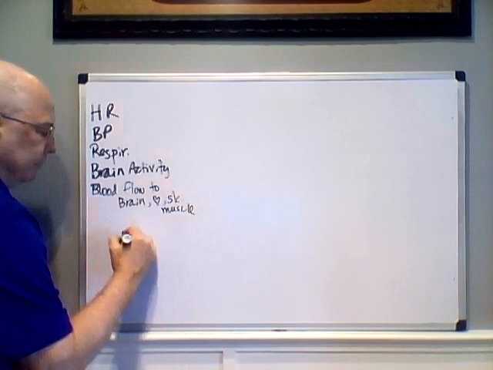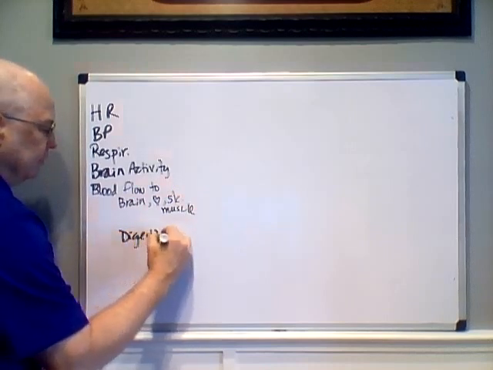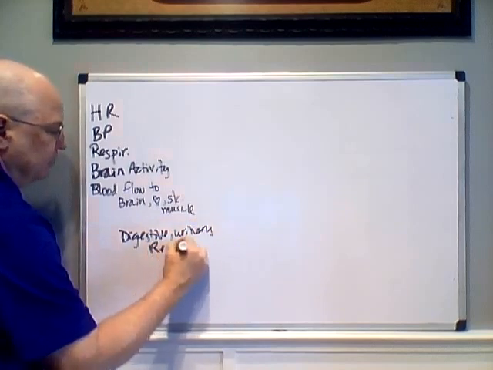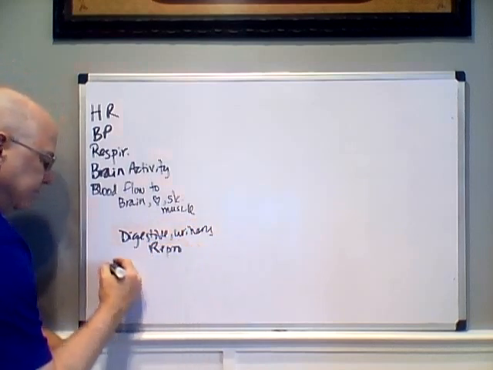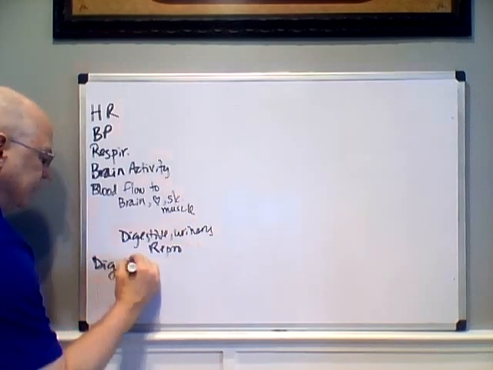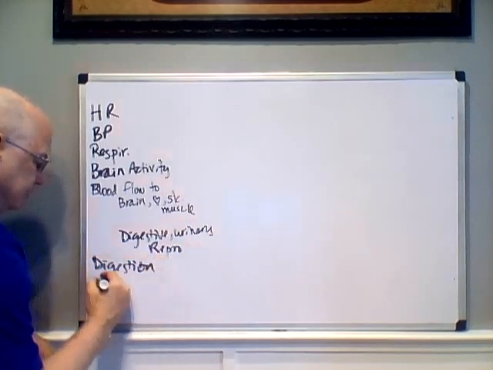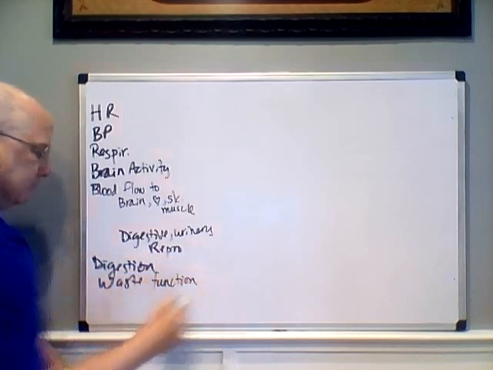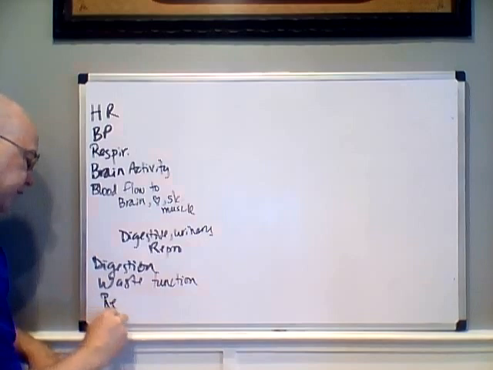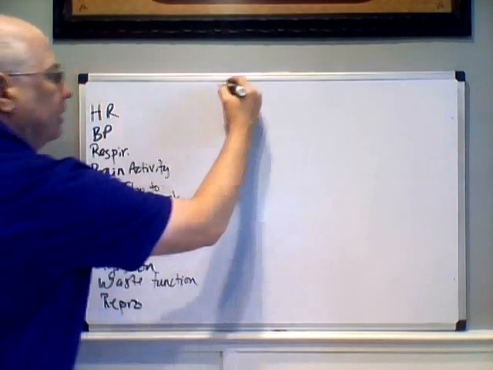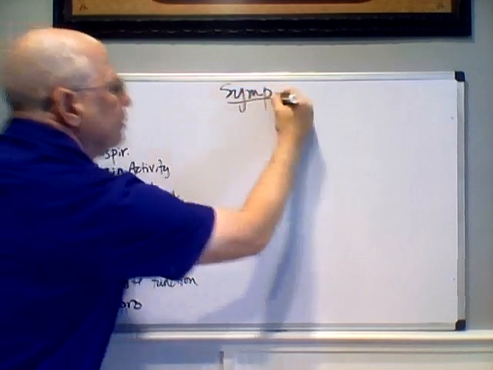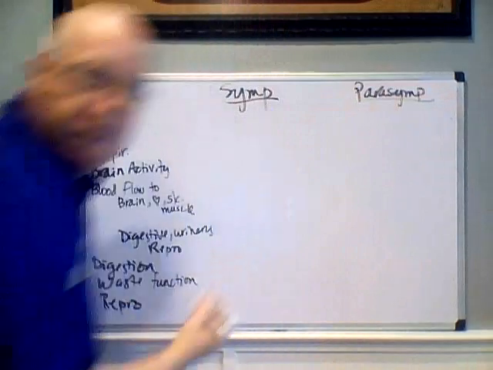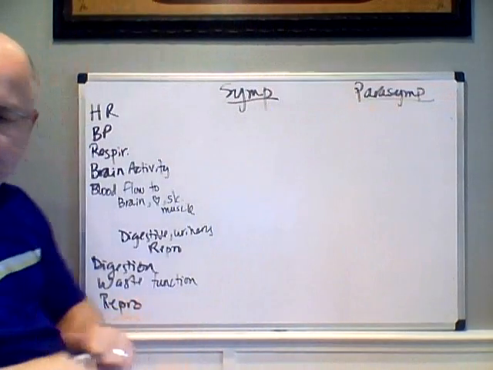And then we can put blood flow to the digestive, urinary, and repro systems. We can put in digestive activity or digestion, waste function, and reproductive function. I could put sympathetic here. I could put parasympathetic over here. Okay? And all I have to do is do the arrows.